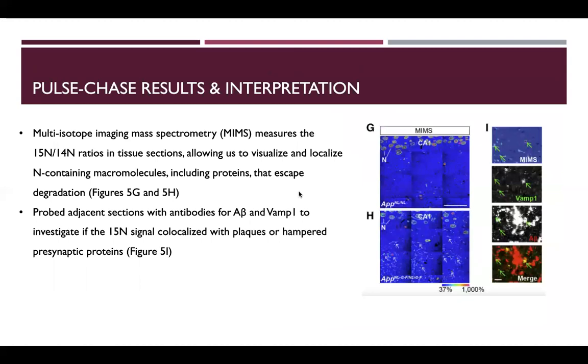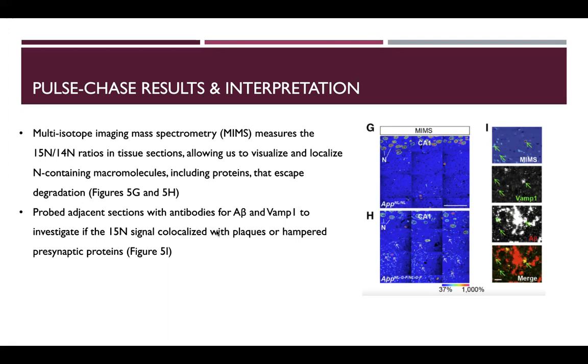For their results, they used the multi-isotope imaging mass spectrometry, also called MIMS, which measures these ratios of nitrogen-15 to nitrogen-14 in the brain tissue sections, which allows you to visualize which macromolecules contain that radioactively labeled nitrogen-15. In figures 5G and 5H, you can see these are the MIMS results, and the N with the lines is pointing to where those were localized.